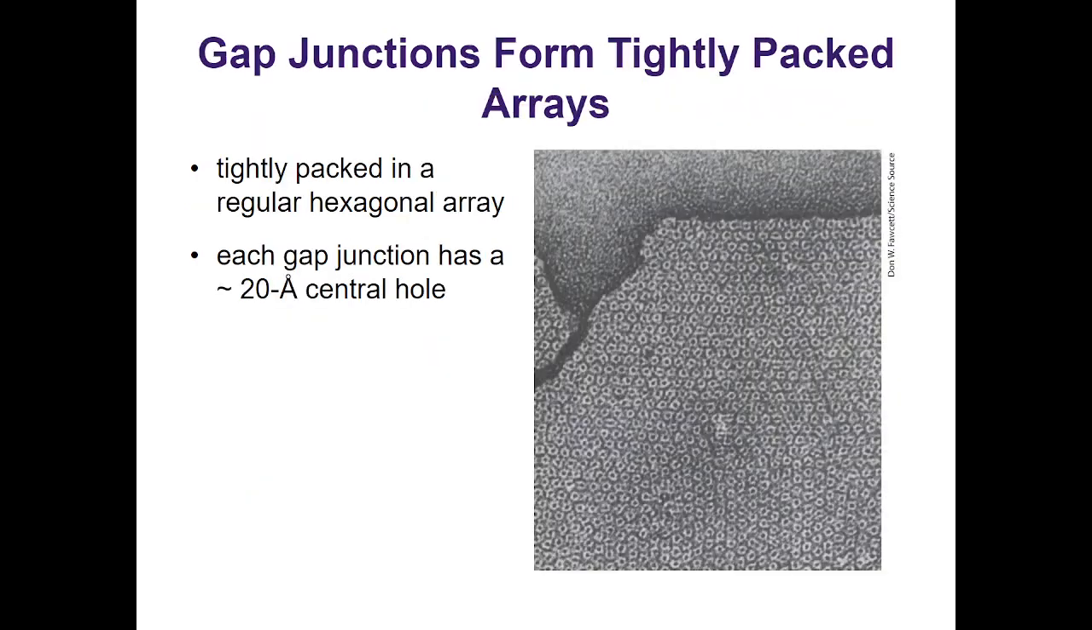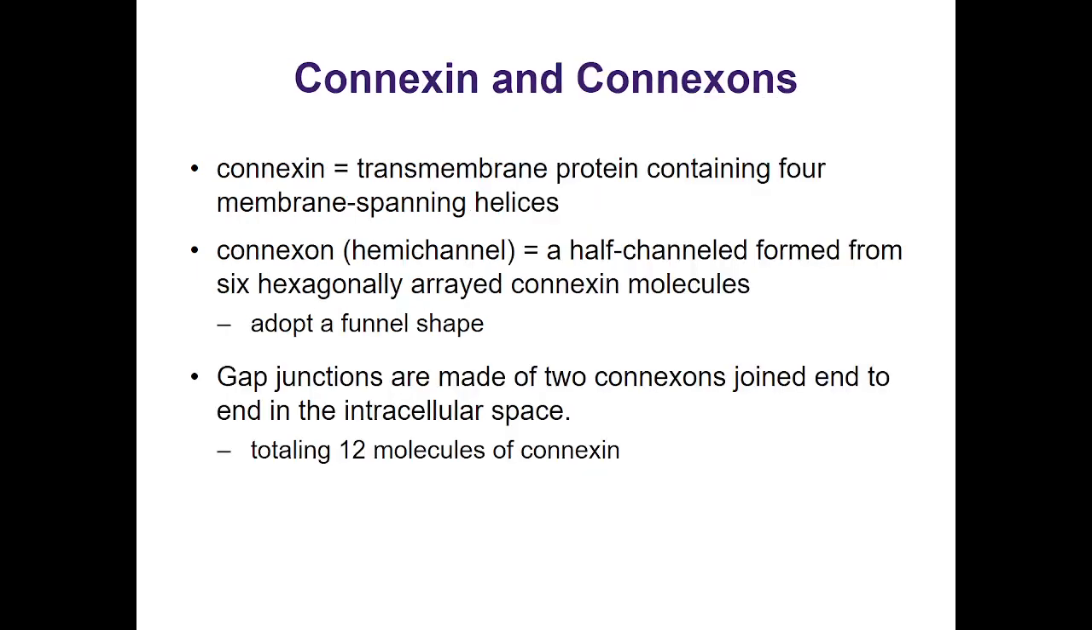So the gap junctions are going to form tightly packed arrays. We can actually sort of see this here. So we have tightly packed in a regular hexagonal array. And each gap junction is going to have approximately a 20 angstrom central hole. It is large enough that you can view it, and we're seeing that right here. Can you see the little hexagon shapes? They actually show quite nicely, right? It's a real world thing, so they're not perfect hexagons every time, but you can very clearly see the pattern, right? Because what did we learn about the real world? It's damn messy.